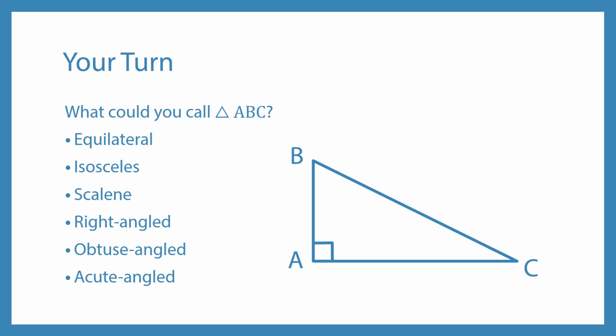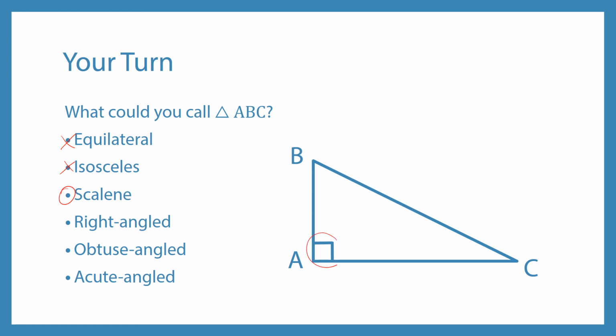Alright, now have a go at working out what this triangle is. Okay, so our triangle isn't equilateral because the sides aren't the same, the angles aren't the same. It's also not isosceles because we're not given any two sides being the same length. So we're going to assume that it is scalene because it's not isosceles or equilateral. All the sides look different lengths and the angles also.